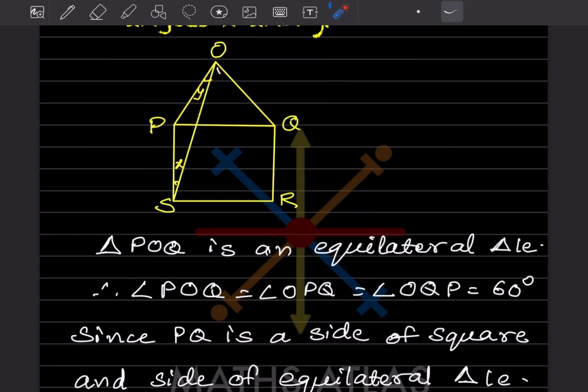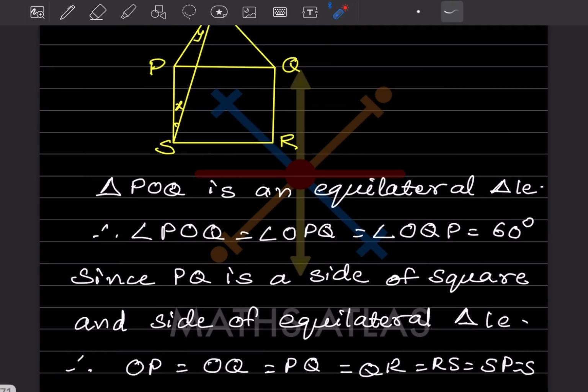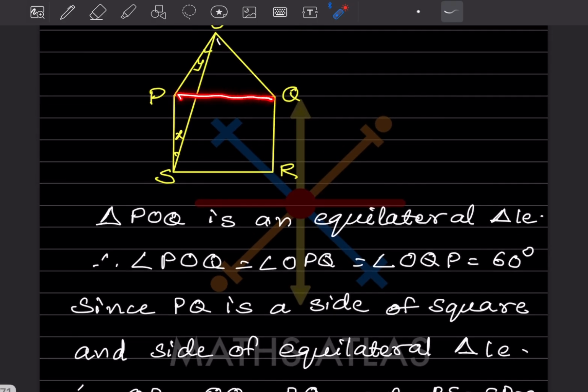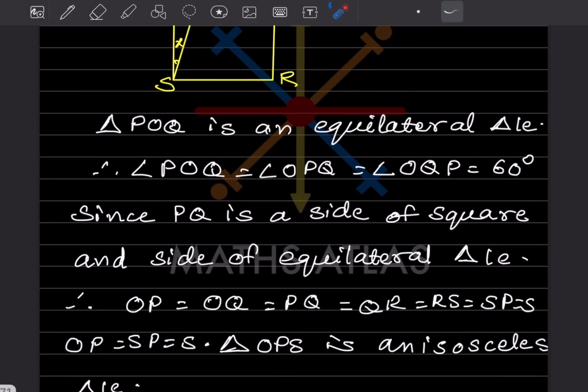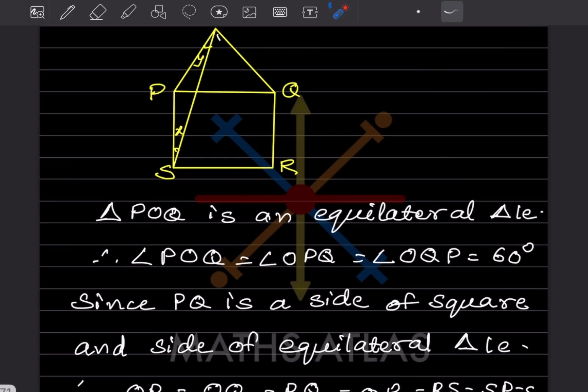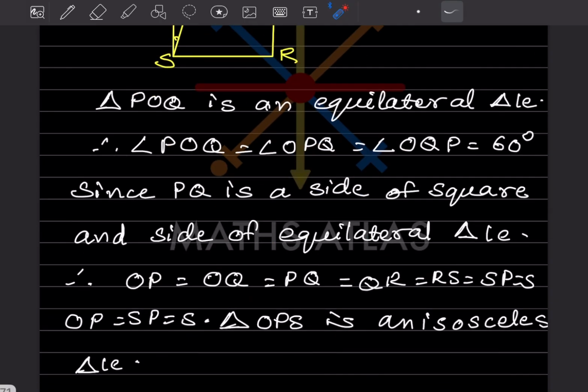So now here since PQ is a side of square and side of equilateral triangle, this side is equal, means this and this also should be equal. So we can say OP is equal to OQ is equal to PQ is equal to QR is equal to RS is equal to PS. So now let us denote this as S. So we can say OP is equal to SP is equal to S.